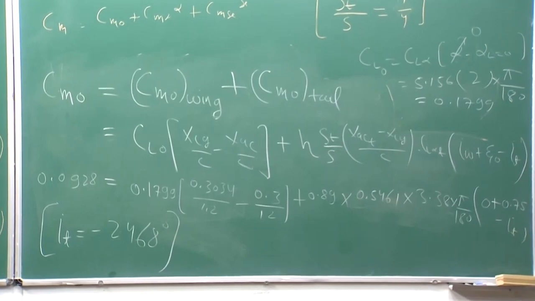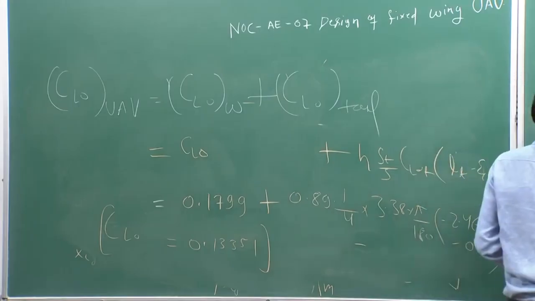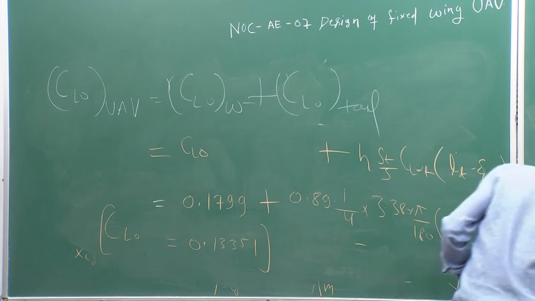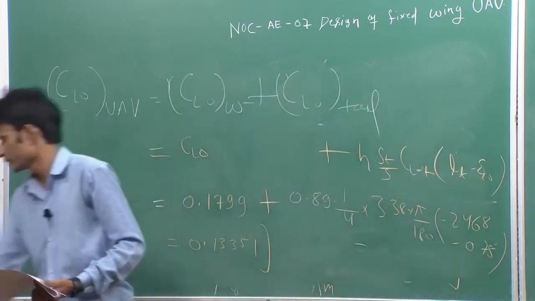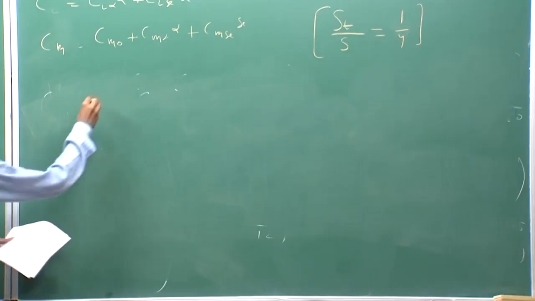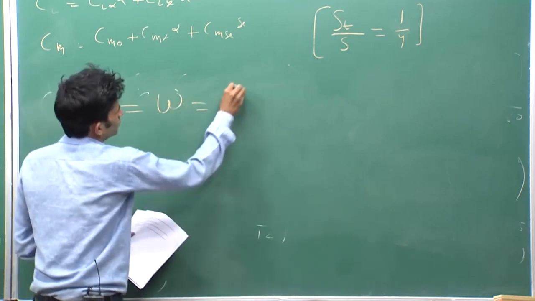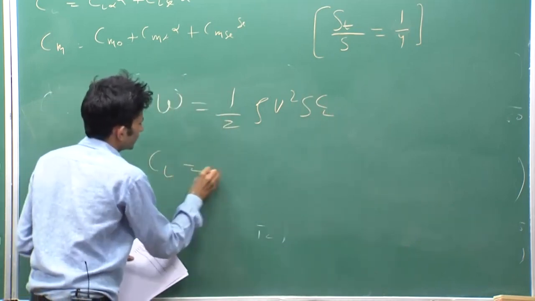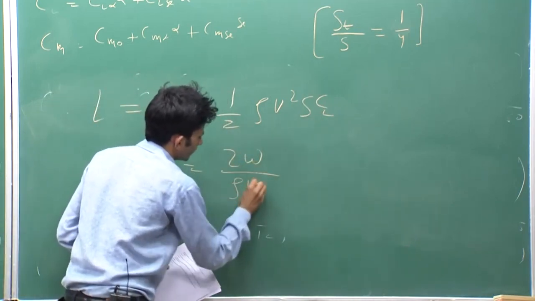So, in the eighth question, you have to find the trim lift coefficient of the whole aircraft. This is very straightforward. When you are flying at trim condition, your forces and moments are balanced. That means you can write thrust equal to drag and lift equal to weight. We want CL, so we will use lift equal to weight, because in that expression the CL will come. Use this relation, half rho V square S into CL. Rearrange this: CL equal to 2W divided by rho V square S.